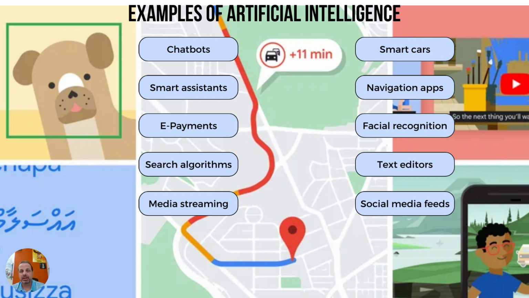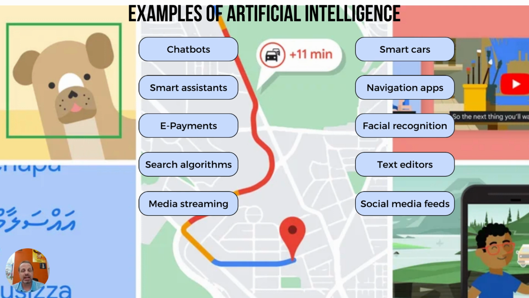We have chatbots now, smart assistants such as Siri, Cortana, and Alexa. All of those are machine learning. E-payments, search algorithms. Anytime Google tries to predict what it thinks you're searching for by filling in the box before you're done typing. Media streaming. Anytime Netflix or Hulu or Spotify gives you recommendations for what to watch or listen to, that's a form of machine learning and artificial intelligence.